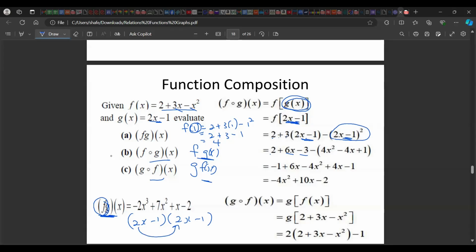2x by 2x gives you 4x squared. 2x by minus 1 gives you minus 2x. Then this one, let me write it. Sorry, 2x by 2x gives you 4x squared. 2x by minus 1 gives you minus 2x.